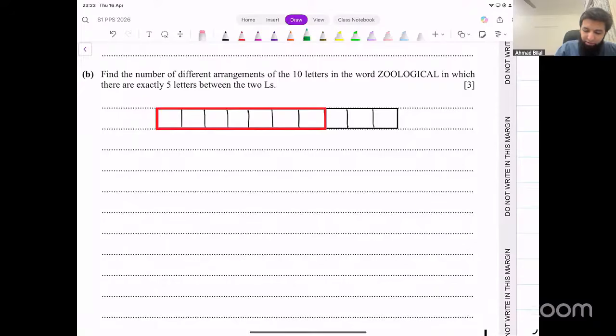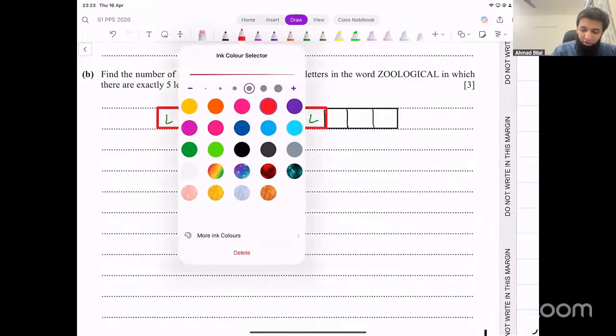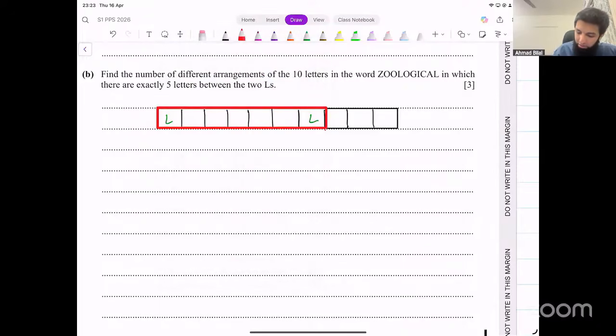On one side of this big box, we've got an L. On the other side as well, we've got an L. Okay. Now, what are the possible positions of this red box? It could come in its current position. It could come here, here, or here. There are 4 possible positions, right? So we have 4 for that.